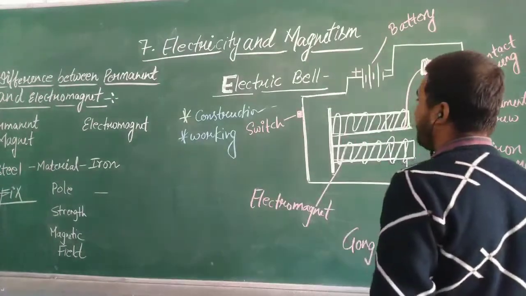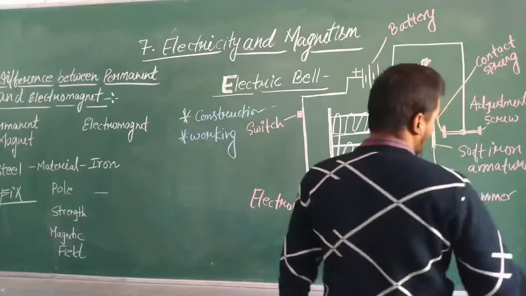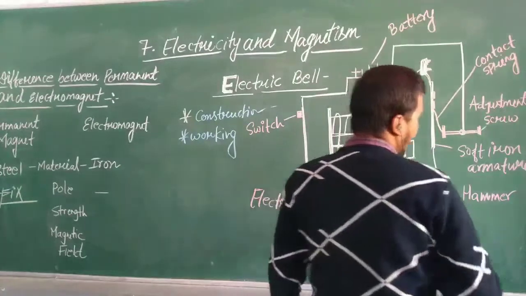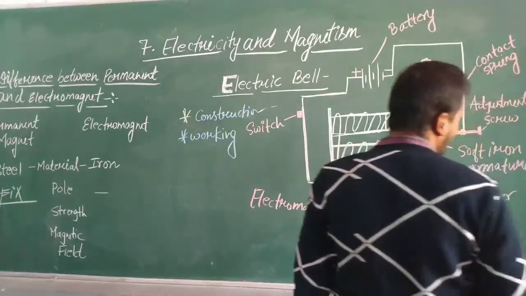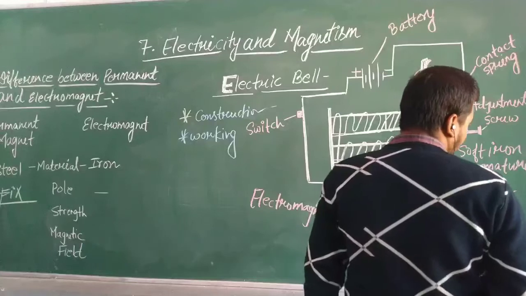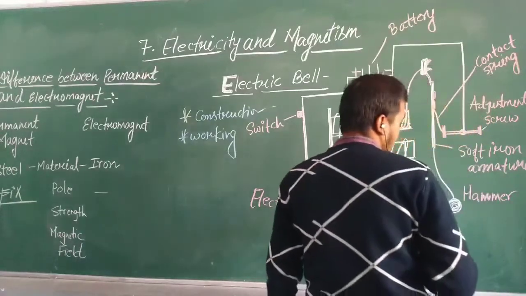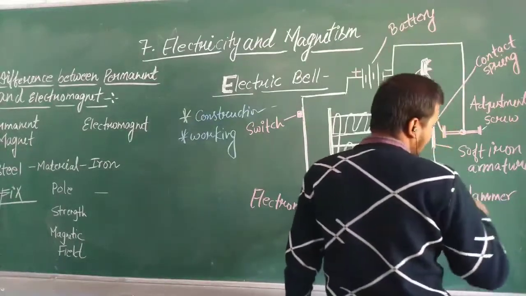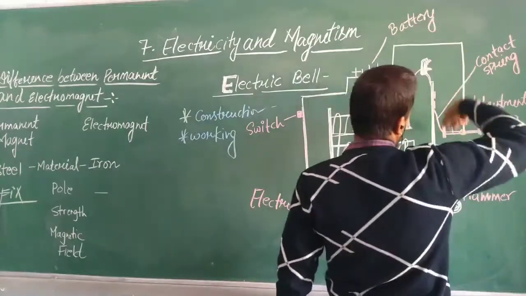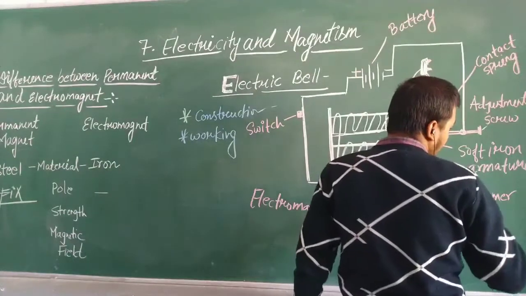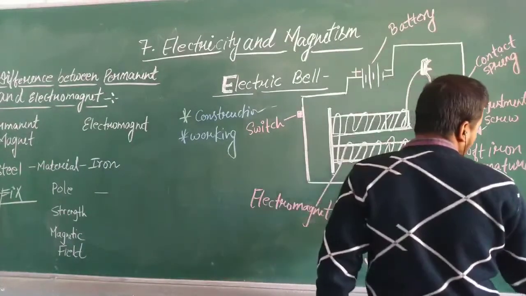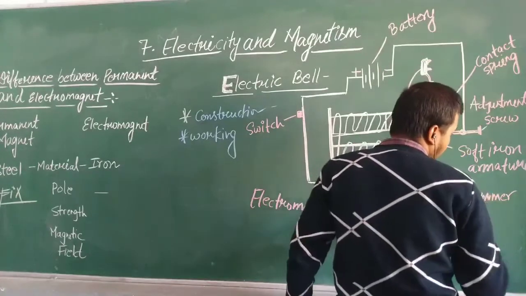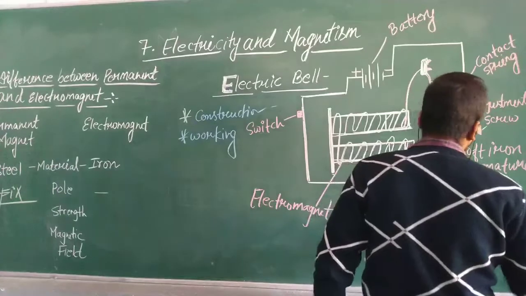Okay, so we shall start with the working. When the circuit is completed, the current will flow in the circuit. So what will happen? The electromagnet starts behaving like a magnet, and then it attracts the armature. When the armature moves towards the electromagnet, the hammer connects with the gong and produces a sound.